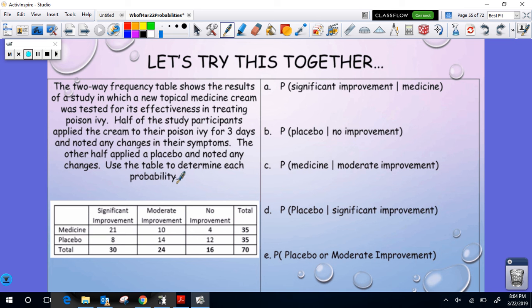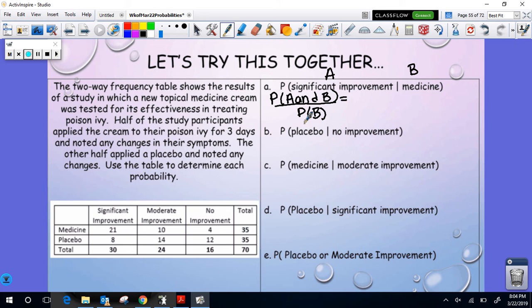Okay, so we have a two-way frequency table that has all of this information in it, and here are the questions that are being asked. It's asking you the probability of having significant improvement given medicine. We're going to call this A and we're going to call this B. So conditional probability, with your formula, tells you to do the probability of A and B over the probability of B.